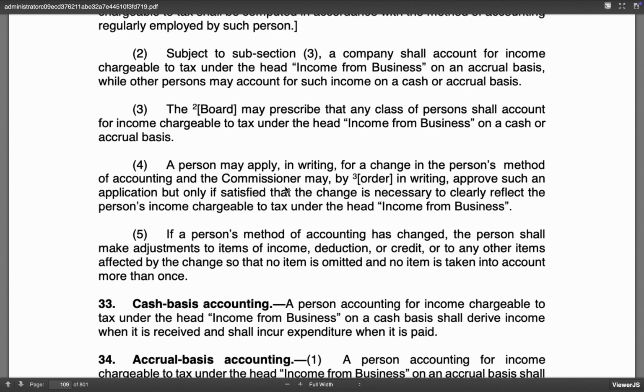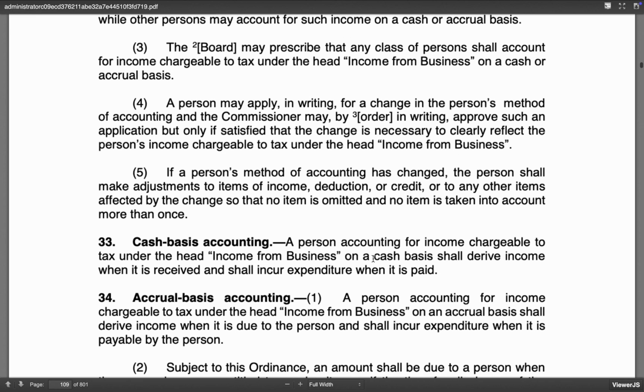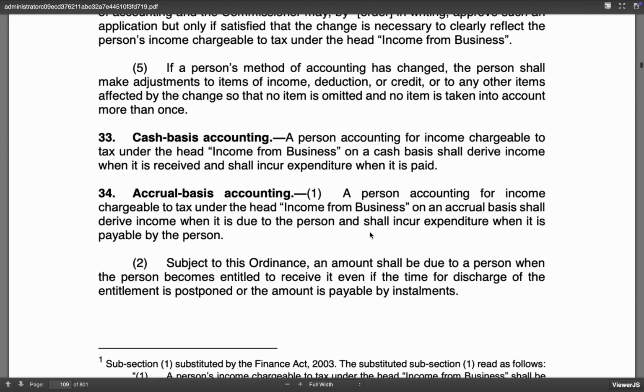Then a person applying to the commissioner for approval of such a change, the commissioner may approve if he is satisfied that the person is not hiding any income or making any false claim. And if a person's method of accounting has changed, under subsection 5, if he has already taken into account some income or some deductions, he will not be able to take them again, so there will be no double accounting. Cash basis means when a person, and in person we have individuals, we have partnerships, and we also have companies.